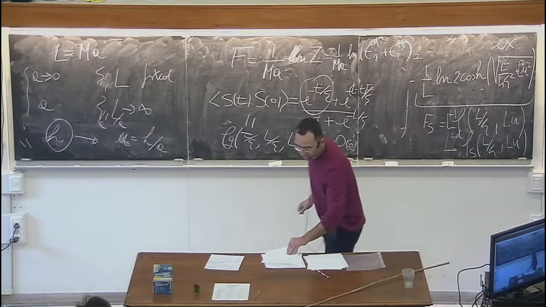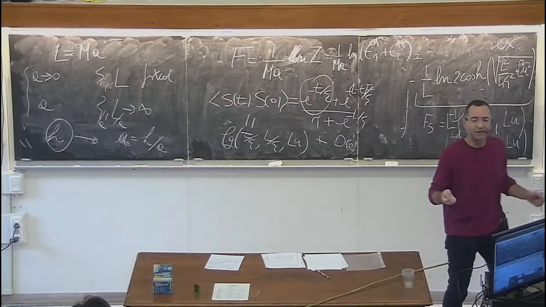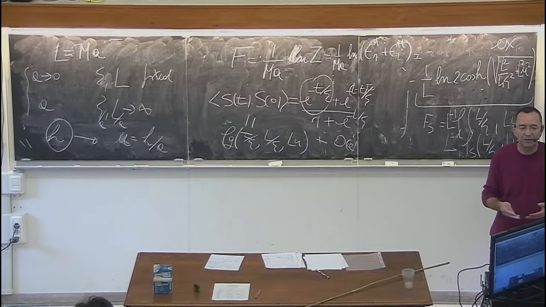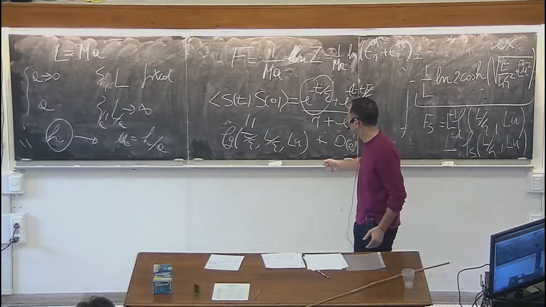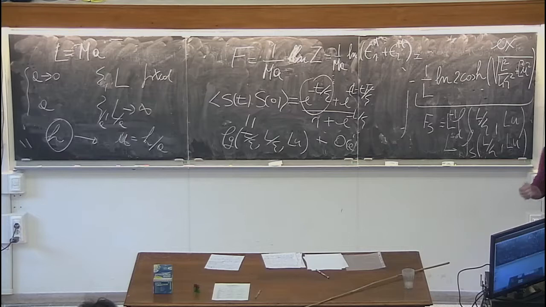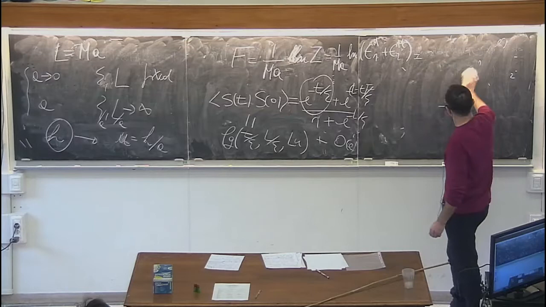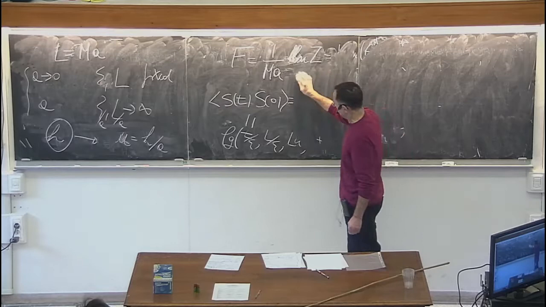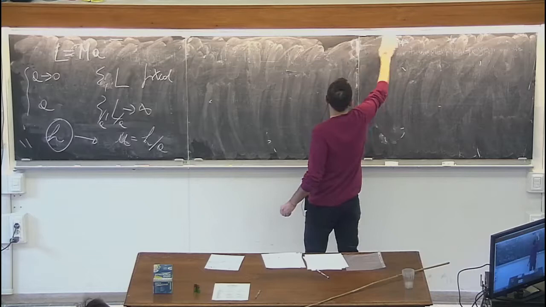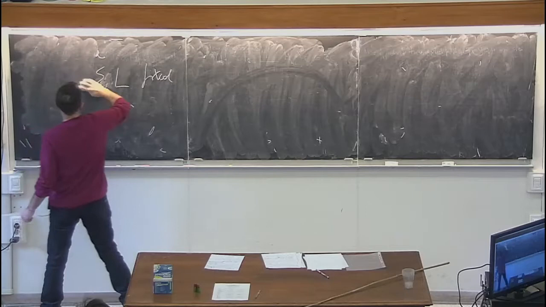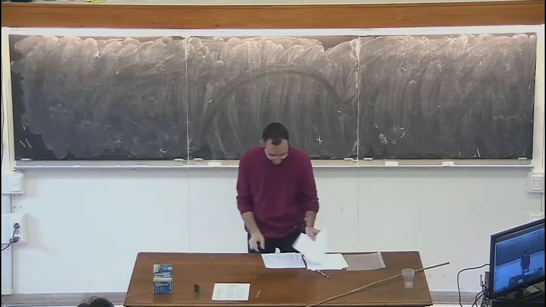Now, let me continue. The next important point is the classical to quantum map. I want to show you that this model here is equivalent to a quantum model, and that I can compute this scaling function from the quantum model, because they are exactly related in the scaling limit.